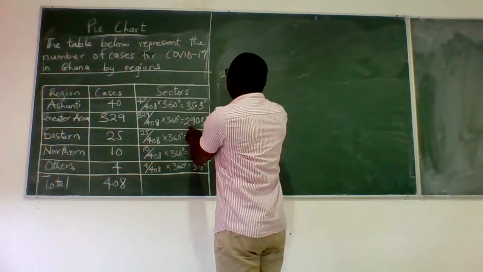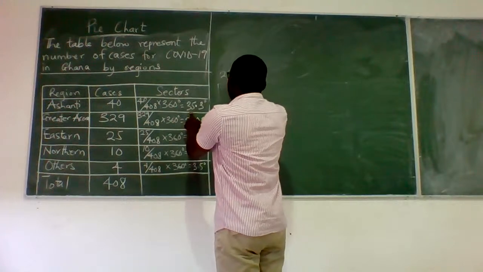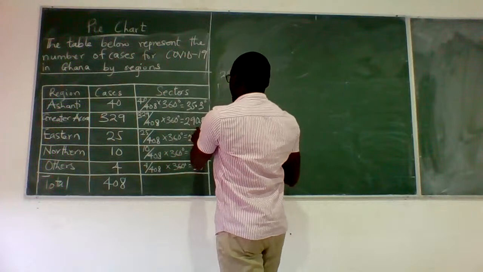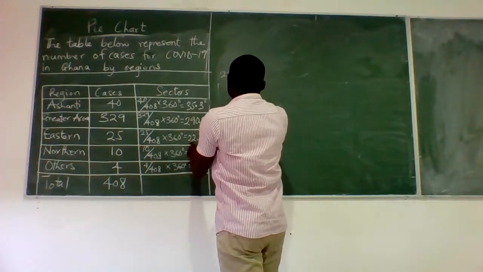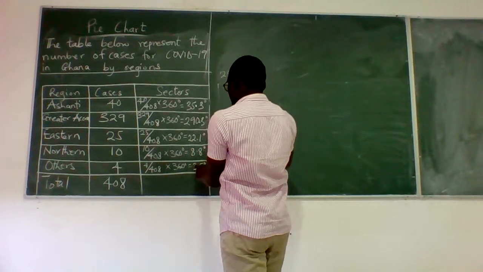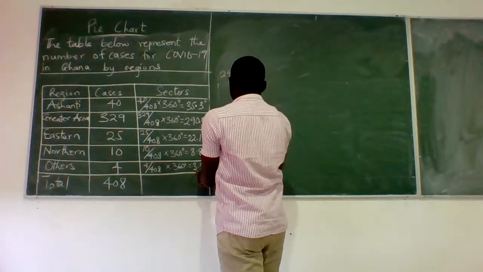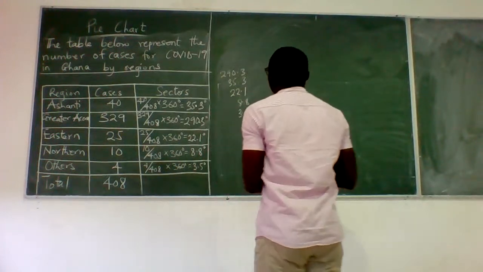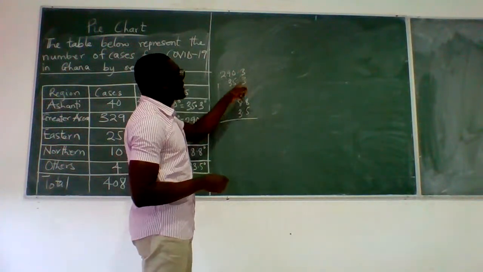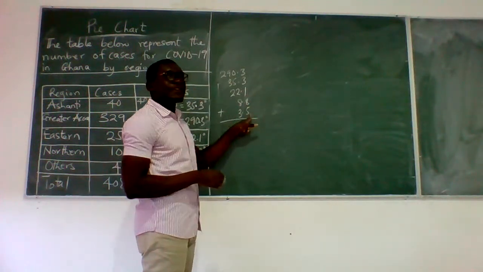So we have 290.3 here. We have 35.3. We have 22.1. We have 8.8. And then finally we have 3.5 here. Okay, so let's sum them and then see. So we have 3 plus 3, that's 6, plus 1, 7, plus 8, 15, plus 5, 20.